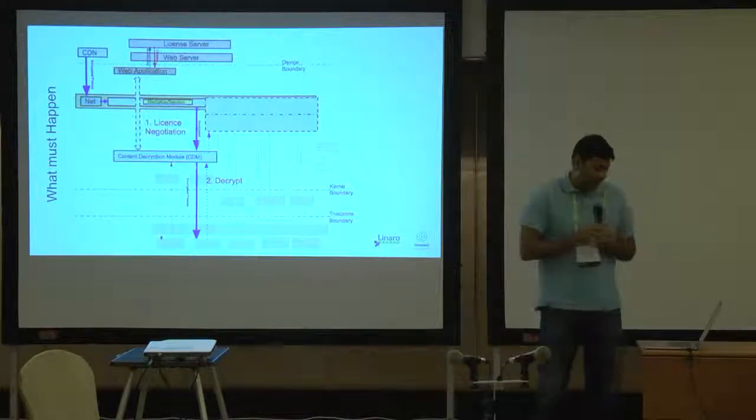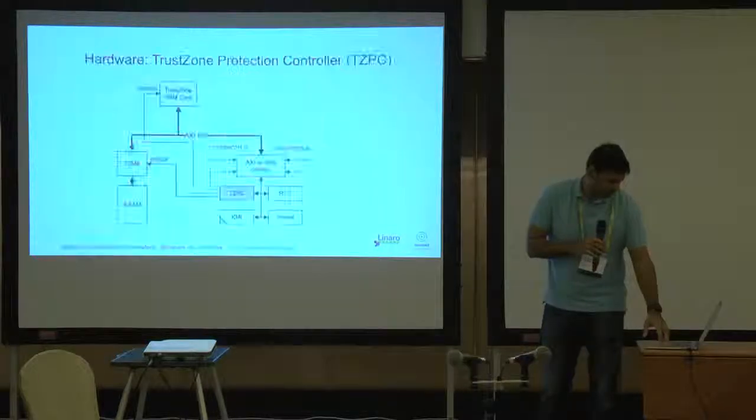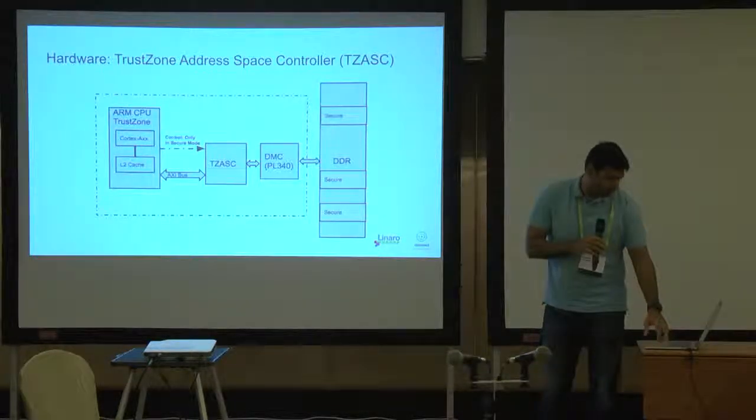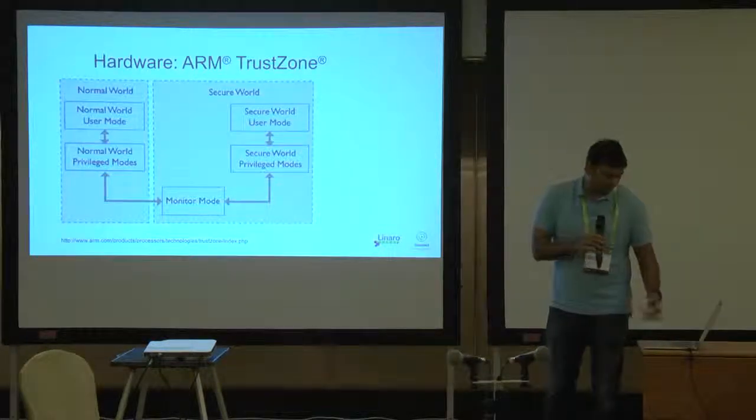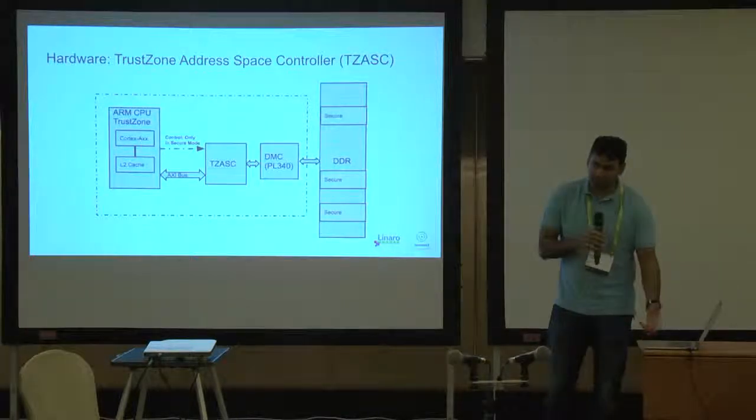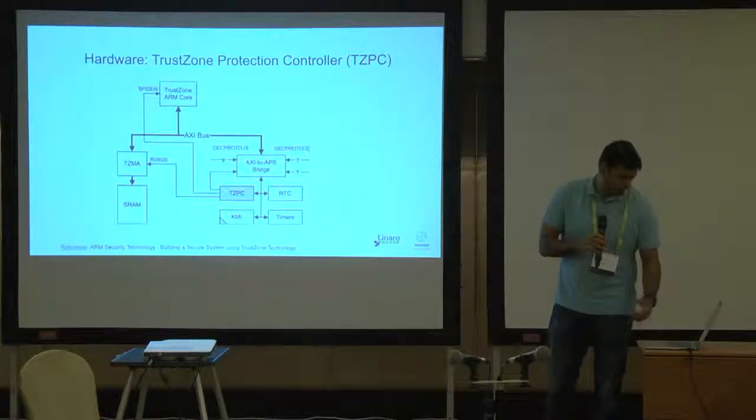All right, so now we have the key technologies that enable this: you have TrustZone, which is a CPU feature, and then you have a TrustZone Address Space Controller, which is an IP block that protects memory, and you have a TrustZone Protection Controller.